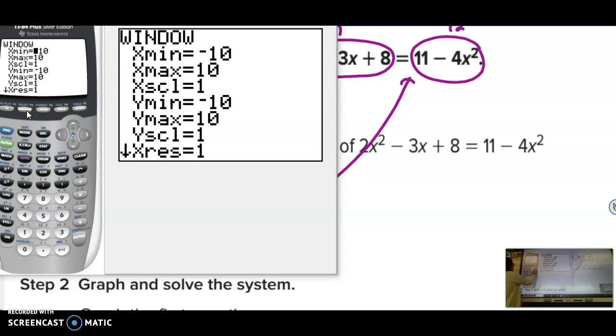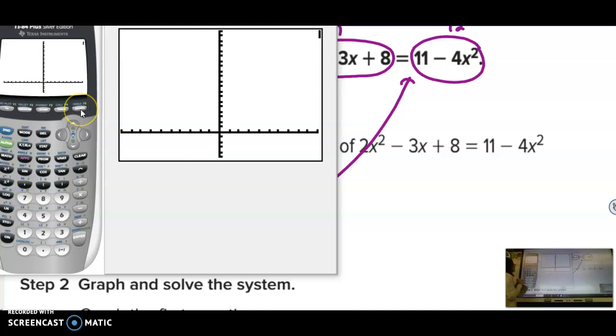So I'm going to adjust my window, and I don't need to see farther left and right, but I do need to see higher up. I really don't need to see all the way down there. So I'm going to change my y maximum to like 20 instead, just so I can see a little bit clearer what's happening. And it looks to me like there's 2 places of intersection. There's a point here, and there's a point here.